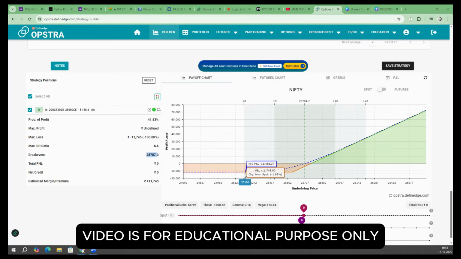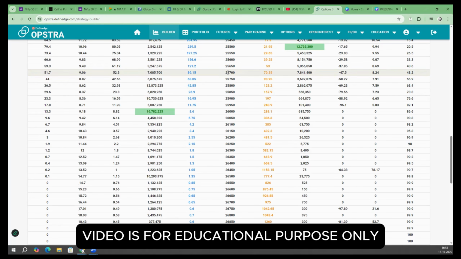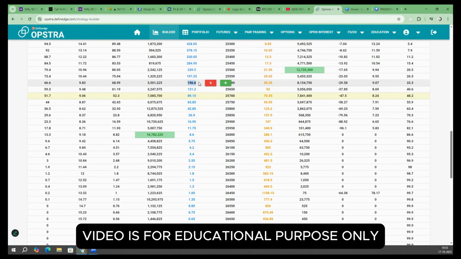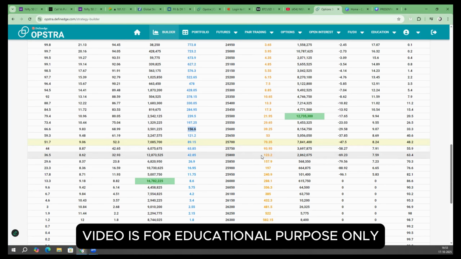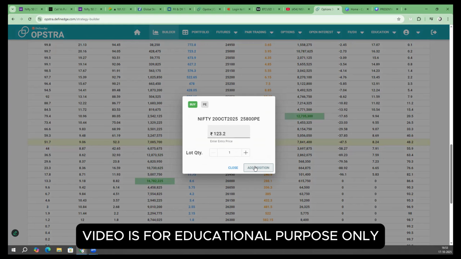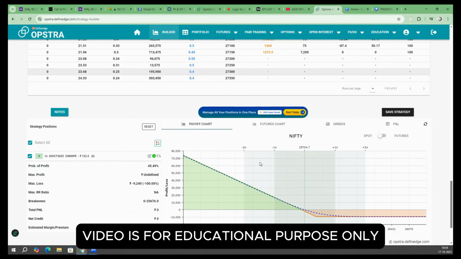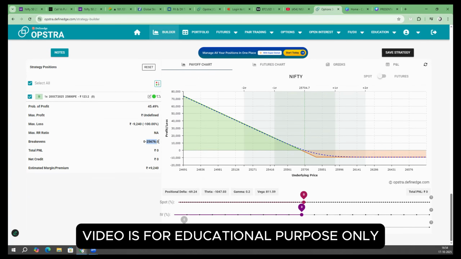That's what I'm talking about, because the market stopped around 25,700 and we are buying the 25,600 call. If you're thinking the market will go down, then what will we do? We buy 25,800, correct? Just buy 100 points in the money on the put side. Subtract the premium value from 25,800 and you will get the break even: 25,800 minus 123, that is the break even if you are going to get a profit here.